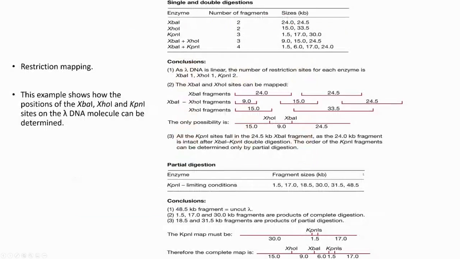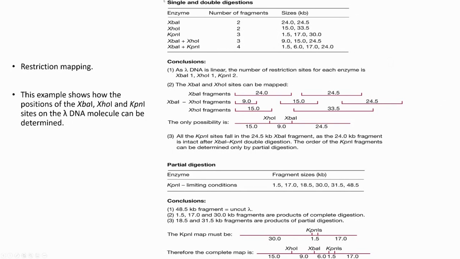And then another example here, okay? So for example, this restriction mapping again. A single linear DNA molecule: you cut with SbaI, it gives you two fragments, 24 and 24.5. And then if you cut with ShoI, it gives you two fragments, 15 and 33.5. If you have double digestion, SbaI and ShoI, it gives you three fragments: 9, 15, 24.5. So based on these three data, let's try to resolve where the enzyme locations are.